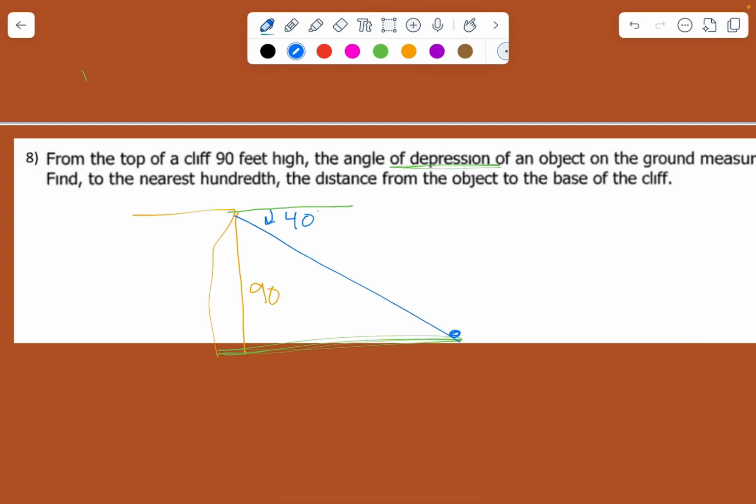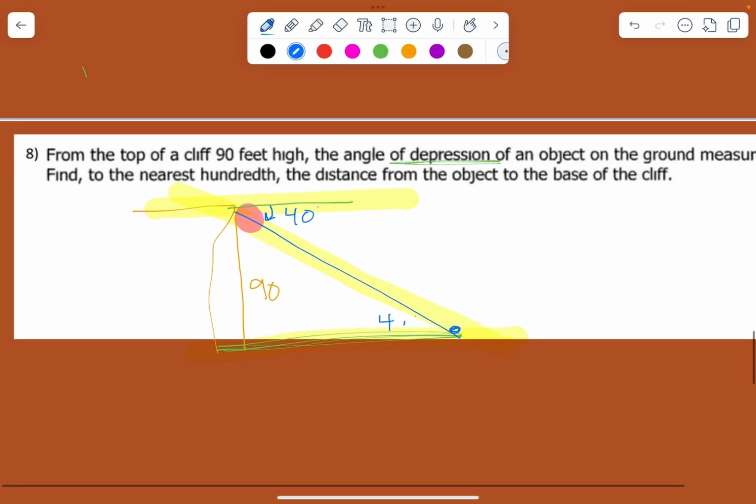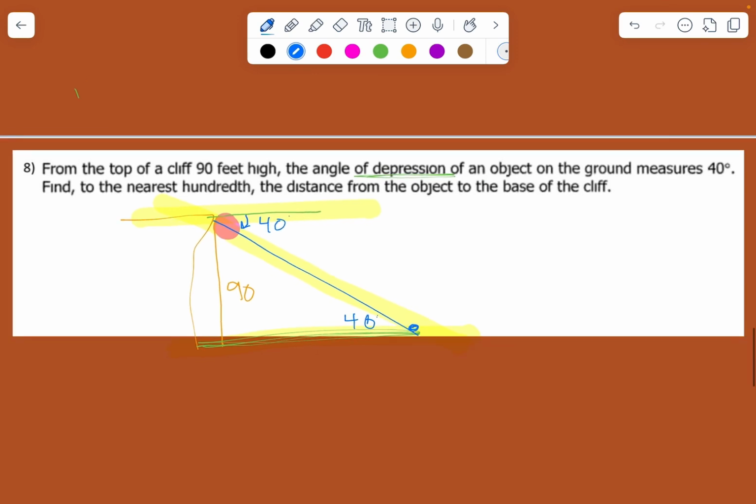So this is what we have. Now you can look at this a couple of different ways. You can find the missing angle up here because together those make a right angle, and so you can subtract. Or you can use parallel lines cut by a transversal, and so you know that this angle would also be 40 degrees because they are alternate interior angles. So either way, you can find that missing angle to equal 90, or you can use alternate interior angles. We need to find, to the nearest hundredth, the distance of the object to the base of the cliff. So this distance right here is going to be your x.